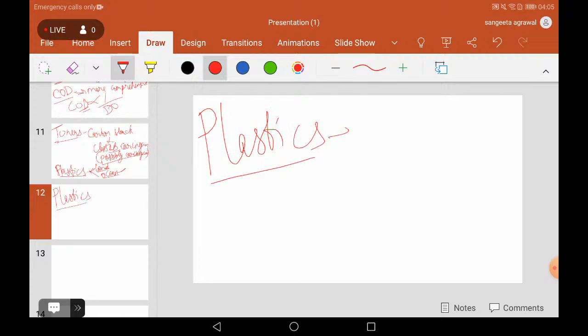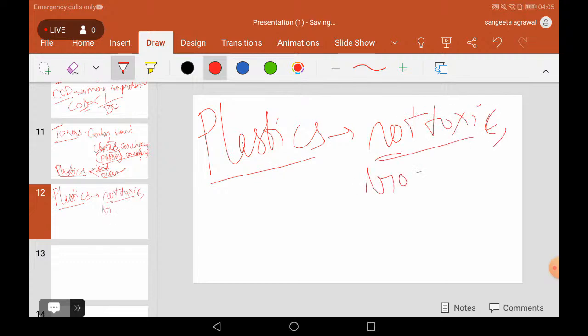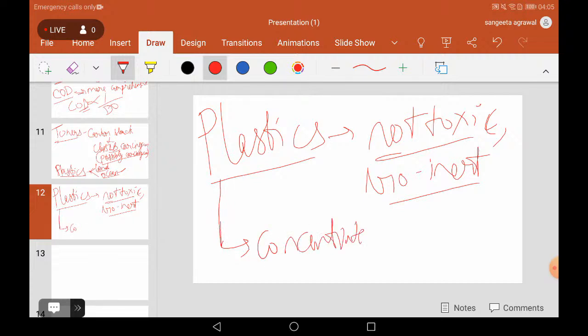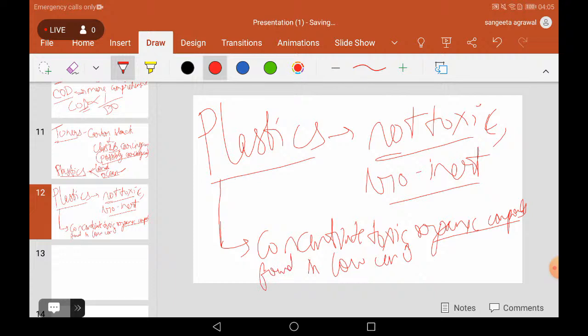Although generally they are not toxic because they are bioinert, what they do is concentrate organic matter. Now this organic matter can be toxic. So they concentrate toxic organic compounds, which are found at low concentrations, right, in the ocean, in the water bodies.